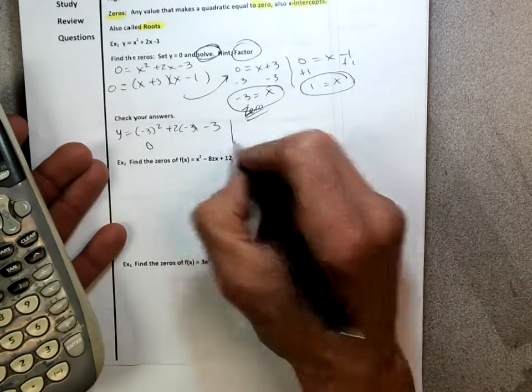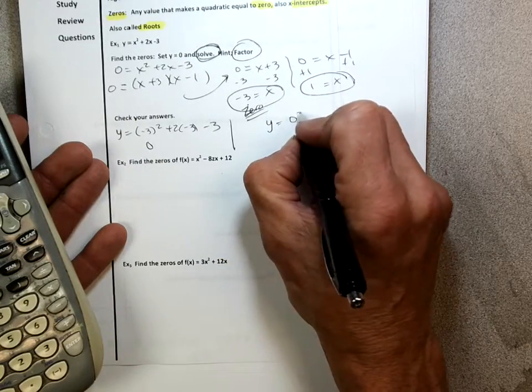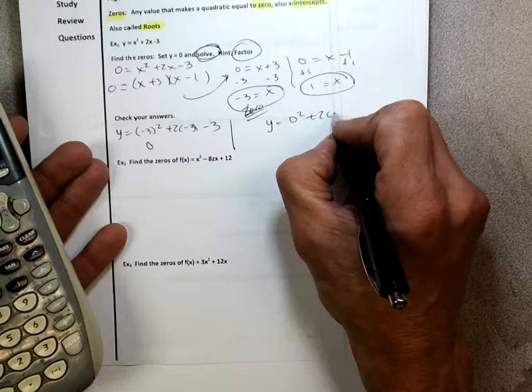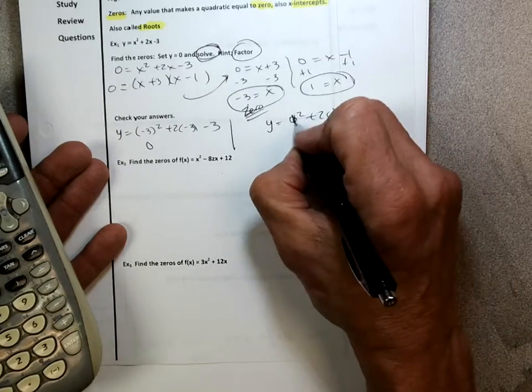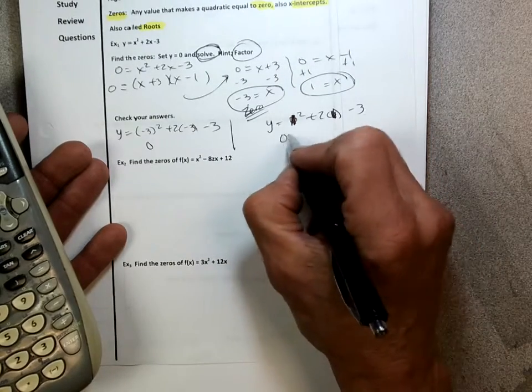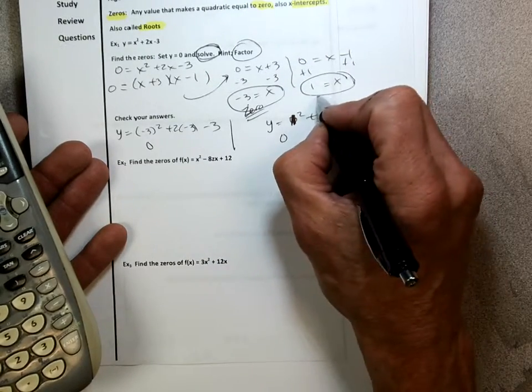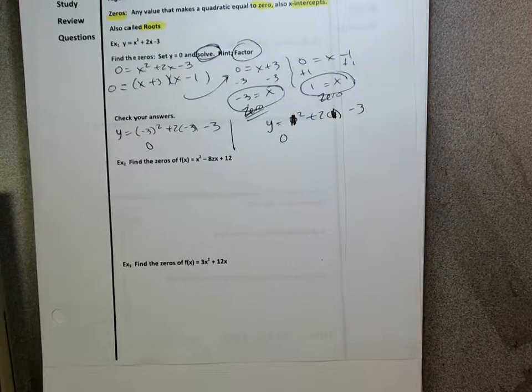If I plug in the 1, same thing will happen. We'll get y equals 1 squared plus 2 times 1 minus 3. Oops, I'm sorry, 1. I'm wrong. 1. We're plugging in 1. And you will get 0, which means that 1 is a zero. There we go. Plug in 1. Okay, that's not too hard.